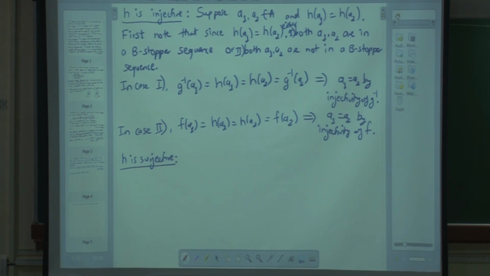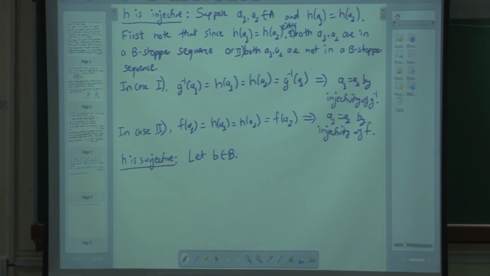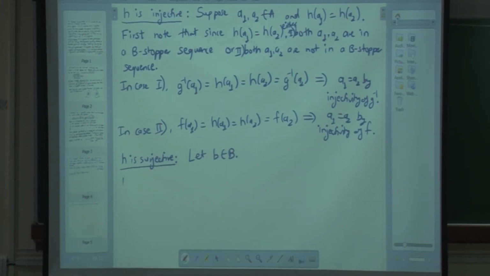This is also easy. Let b be in B. We have to talk about b. What can happen with b? Either b lies in a B-stopper sequence or it doesn't. If b lies in a B-stopper sequence, it lies in a unique sequence. That's important. We are using it everywhere.